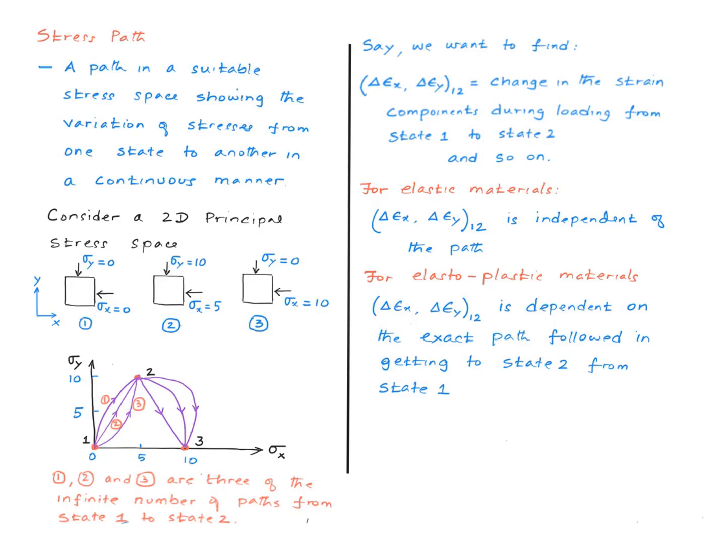Such materials are also called history-dependent materials. They remember the history. So the strains at a certain stage depend on the exact history of loading that it followed in getting to that point. The material that we are dealing with, soil, is an elastoplastic material, and this is why we have to worry about stress paths.